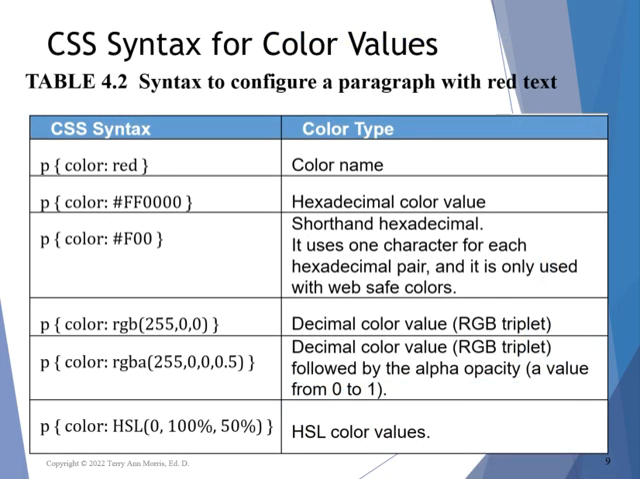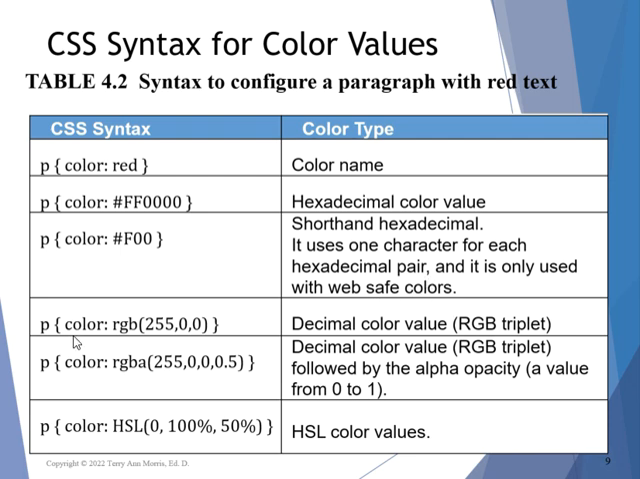CSS syntax for color values. Here in Table 4.2, we have CSS syntax and the color type. Here on the left, we have the P color: red. The color type is a color name. On the CSS syntax, we have the color and the hashtag FF0000. Its color type is hexadecimal color value. On the CSS syntax, we have the color hashtag F00. Its color type is shortened hexadecimal. It uses one character for each hexadecimal pair and is only used with web safe colors.